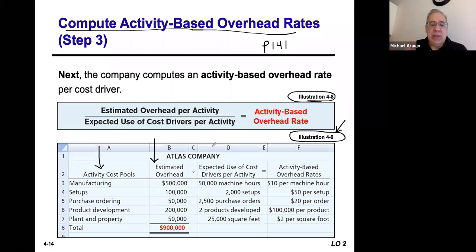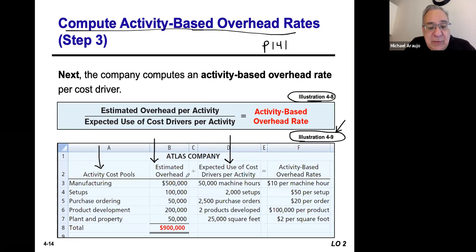Step two said, okay, now that we know what the activity cost pool is, what is the driver? And how much are we going to need to use that driver? So for manufacturing, the driver was machine hours, and they told you we were going to need 50,000 machine hours. Okay.